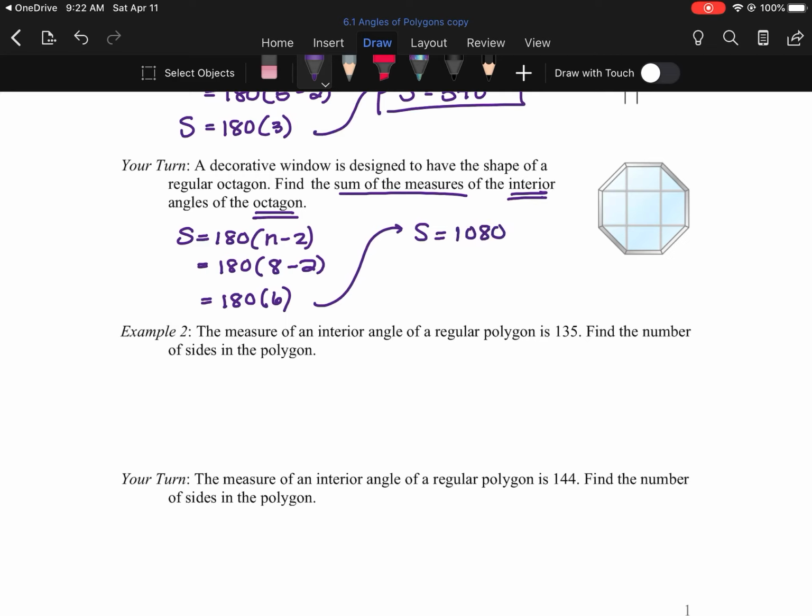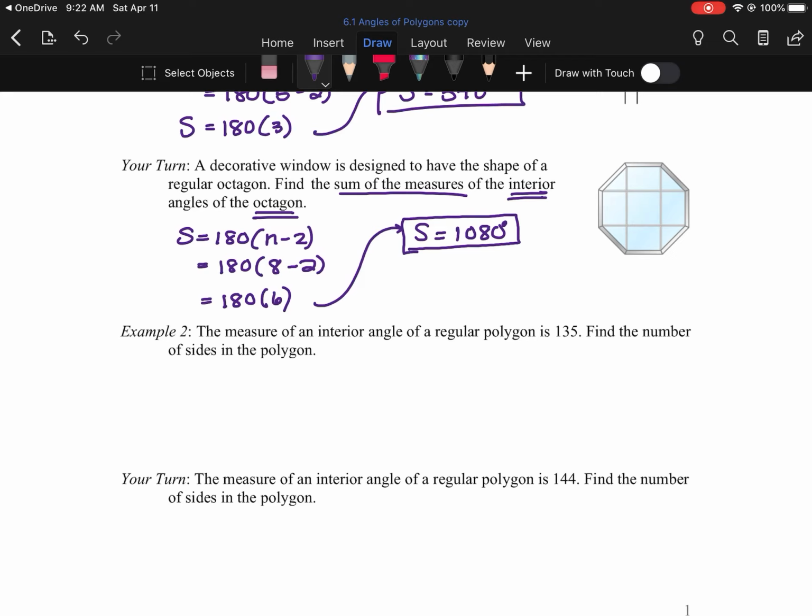The decorative window in the shape of an octagon happens to be 1080 degrees for all of the angles. All right, second example, because that's really easy, just substituting in the number of sides.